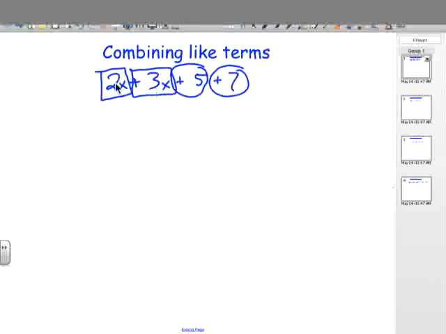So I look here, I've got 2x's and I've got 3x's. Together that makes 5x's. And I have 5 plus 7, and that's 12. So that's combined like terms. I just took these 4 terms and I combined them into 2 terms. I can't do anything more here because this has an x and this doesn't, so they are not like terms. I cannot combine them together, and I don't know what x is, so I can't get down to a single number.